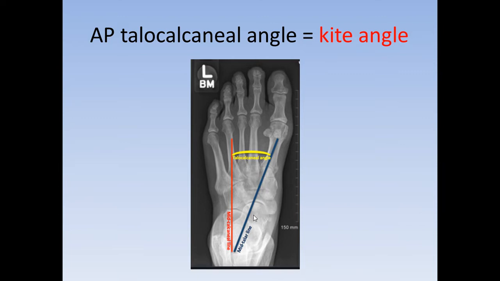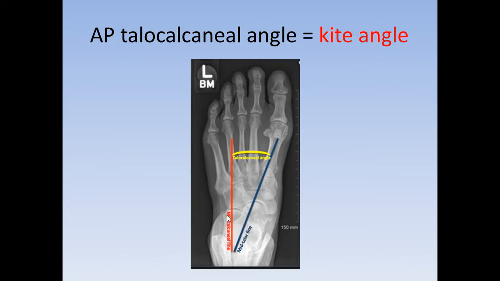You take the mid-axis line by dividing: take a horizontal line here, for example, and bisect it, then another line proximally and bisect it, and you join both midpoints. This is the mid-axis, more accurate.